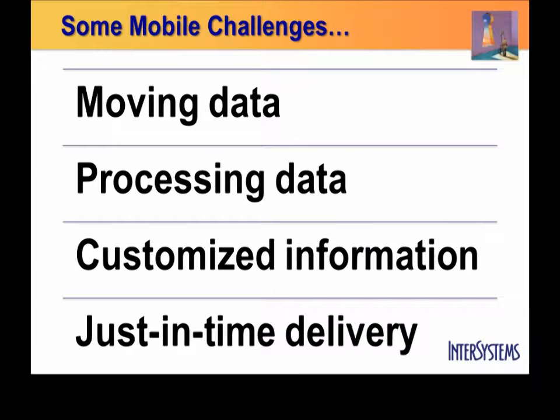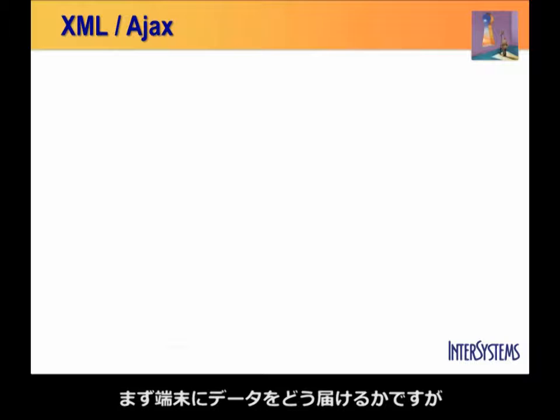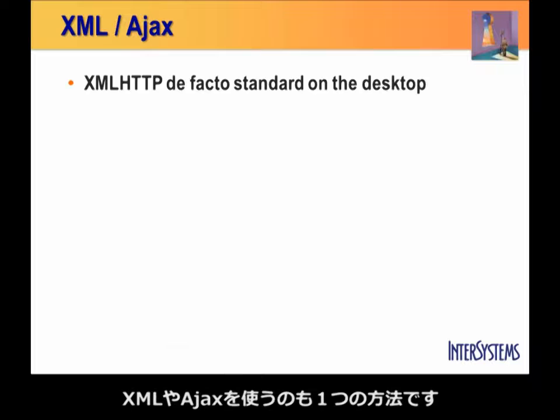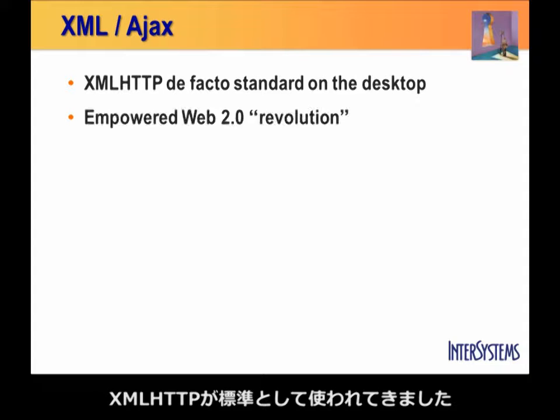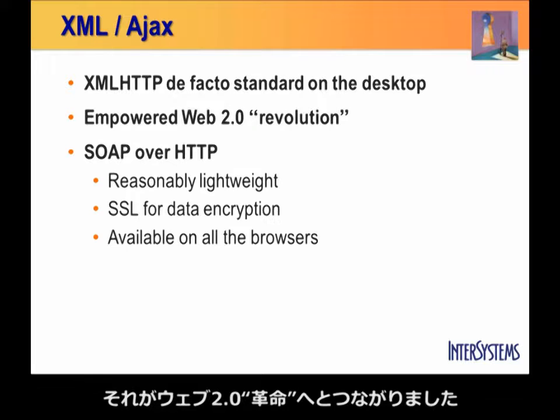That's out there, okay? Okay, we're going to talk briefly about some of these technologies. You may or may not be familiar with them. These have existed for quite a while. Now we're going to be talking about sort of how you get the data to the device, okay? So one way to do it is to use XML or AJAX, right? And XML HTTP has been the standard on the desktop. It actually led to the Web 2.0 revolution, and revolution is in quotes here.